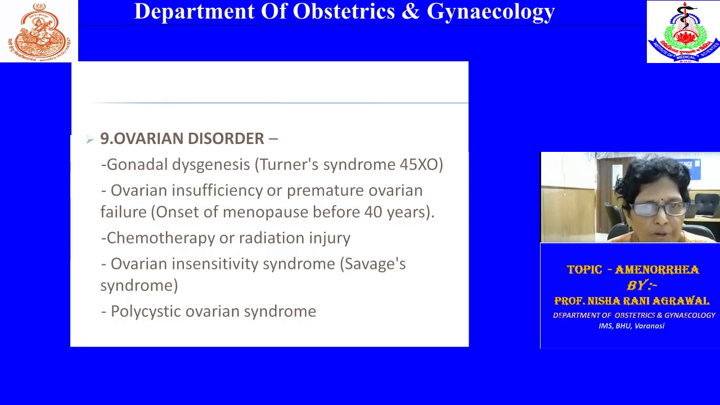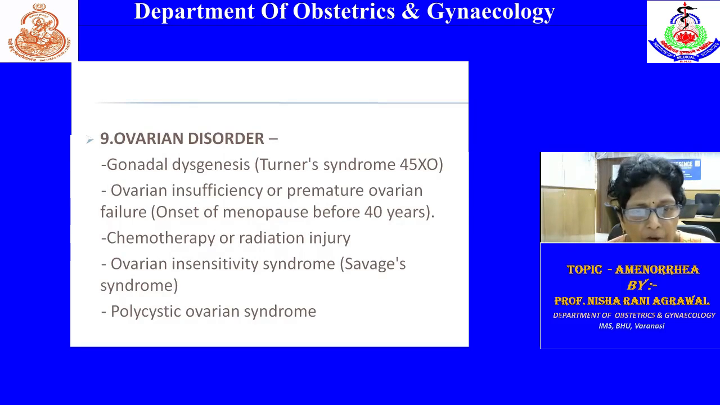Certain ovarian disorders like gonadal dysgenesis, as in Turner syndrome, 45XO, ovarian insufficiency or premature ovarian failure can also be there, in which onset of menopause is before 40 years of age. Then chemotherapy or radiotherapy can injure the ovaries and can result in amenorrhea. Then ovarian insensitivity syndrome, which is also now known as Savage syndrome, is also a cause of amenorrhea.